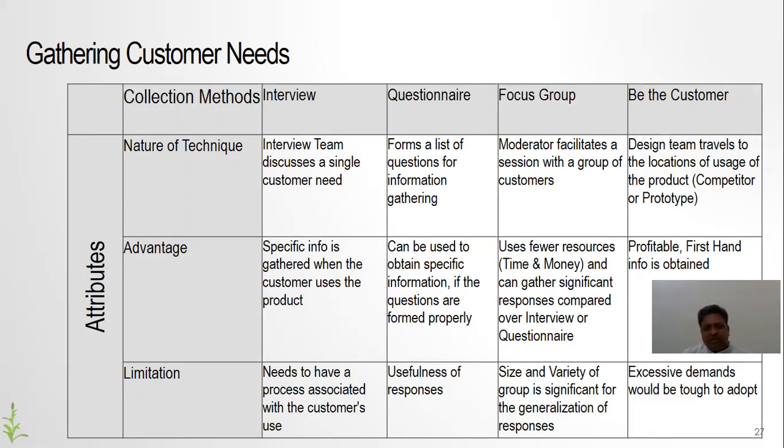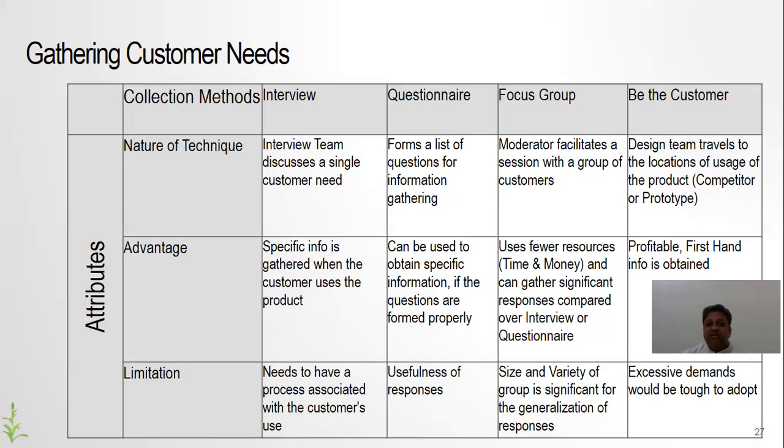Questionnaires form a list of questions for gathering information. In a focus group, a moderator facilitates a session with a group of customers. And to be the customer, the design team travels to the locations of usage of the product, which may be a competitor's product or a prototype. What are the advantages of these things?